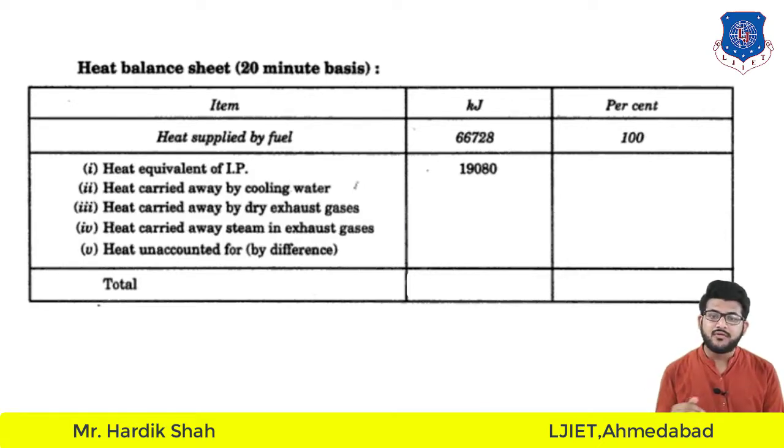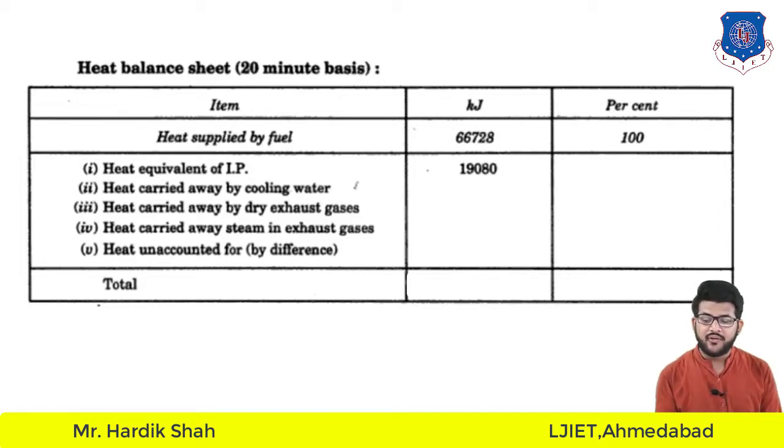In some cases the IP is taken as the heat consumption part, but when you are given fuel plus exhaust gases plus water plus steam, in a two-stroke engine, I am talking about the two-stroke engine, in that case we only take the main heat supply for the engine, and thereafter we convert it to the other parts like IP, exhaust gas, cooling water and steam. So this was the first part, heat supply, that was 100%, and it is taken as 66728 from our previously found data. Next part is the heat equivalent of the IP. So it is 19080. We will find the percentage afterwards, and I will tell you how to find the percentage.